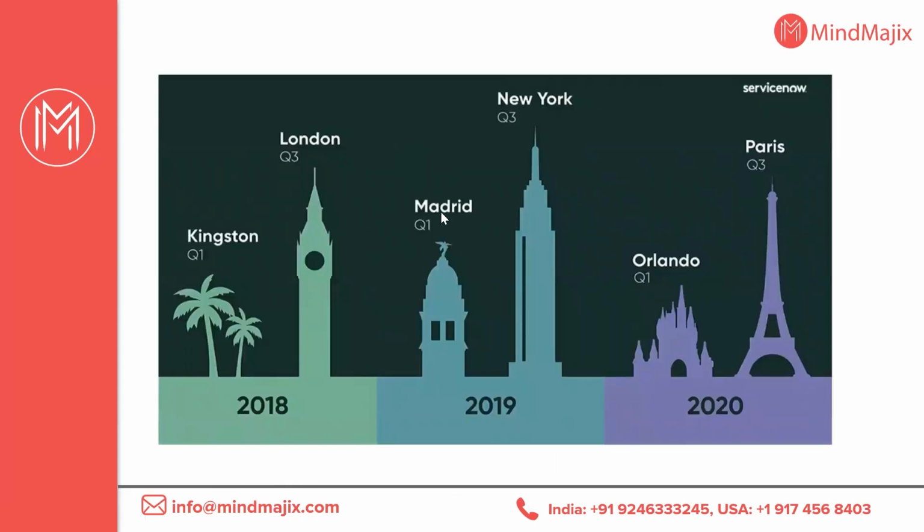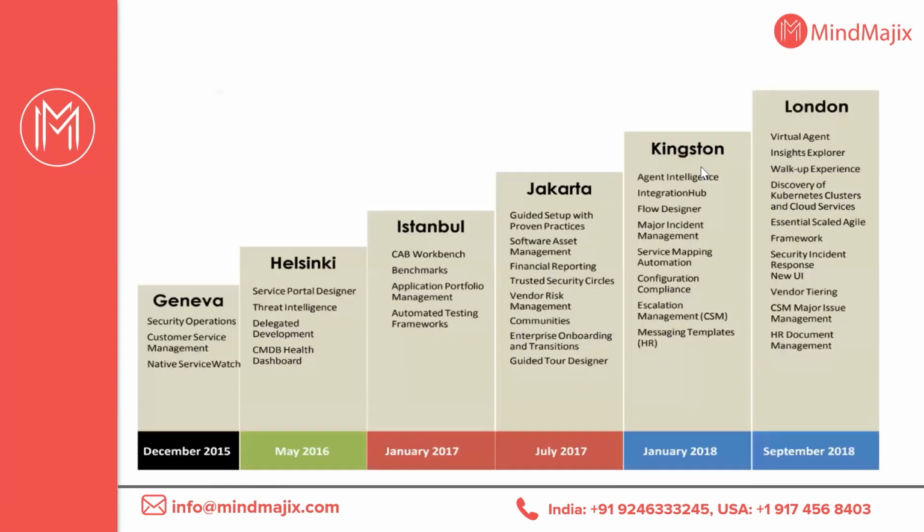So here I have shown the representation till 2022. We are right now in 2022. If you can see, it started with Kingston, then London, then Madrid, K, L, M, N, O, P. After Paris, we had Rome, R. Q is Quebec. And then we had San Diego, S. And then we will go to Utah. Utah is an upcoming release right now.